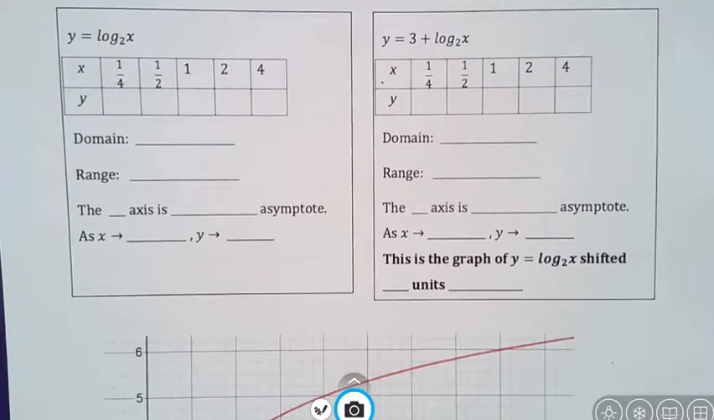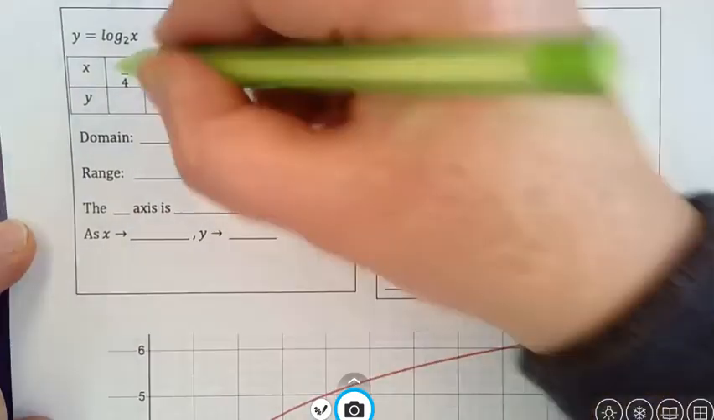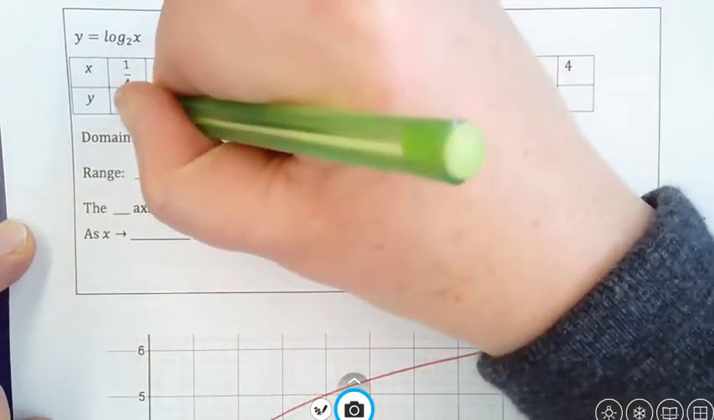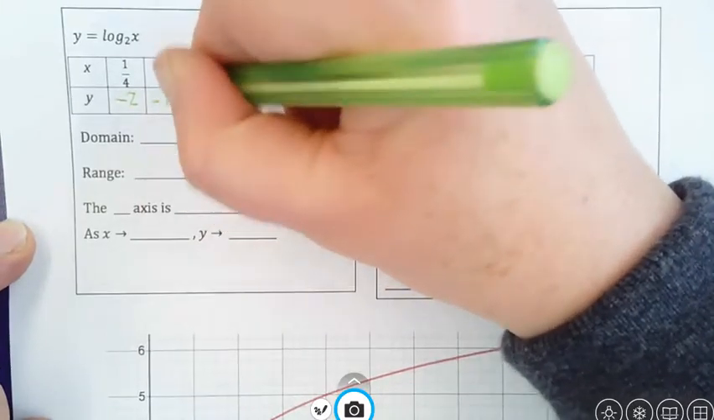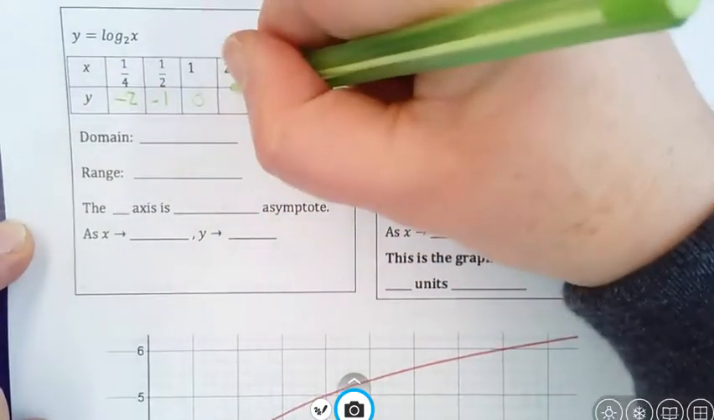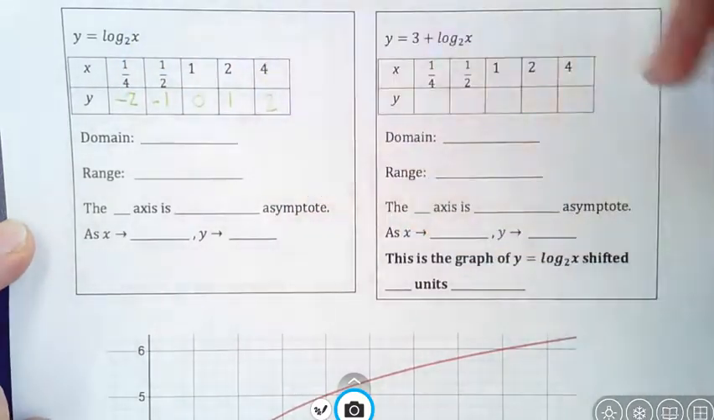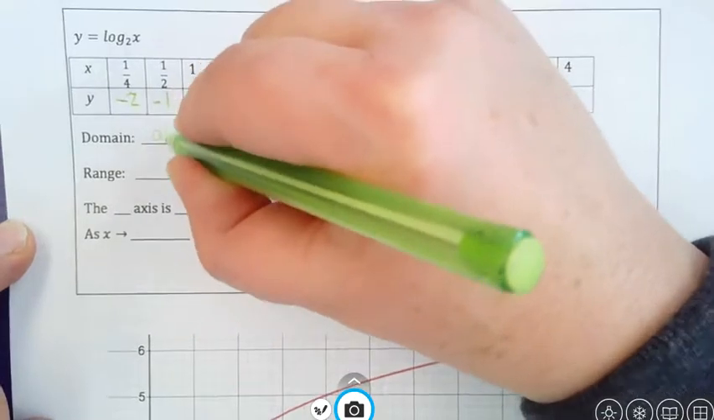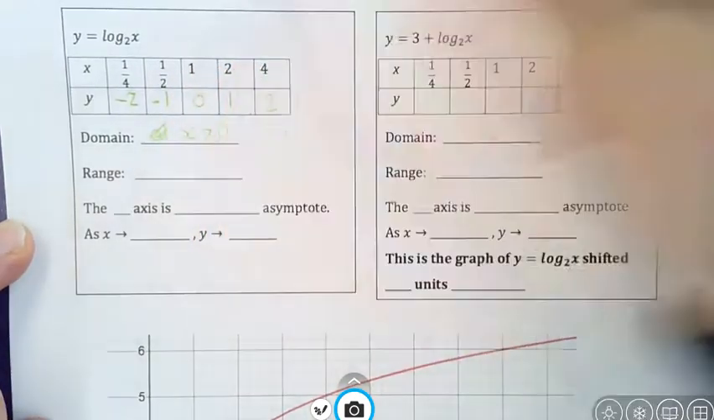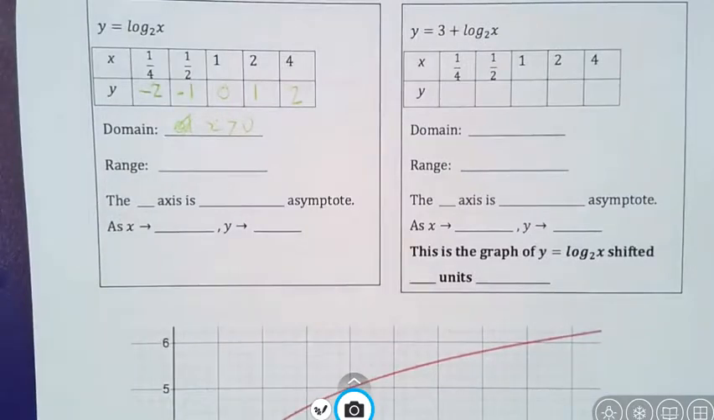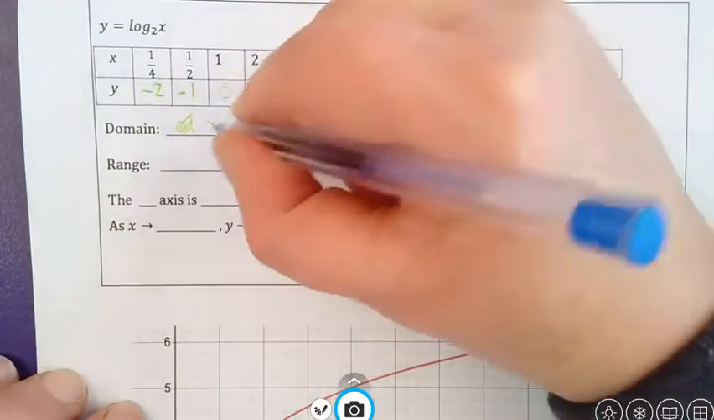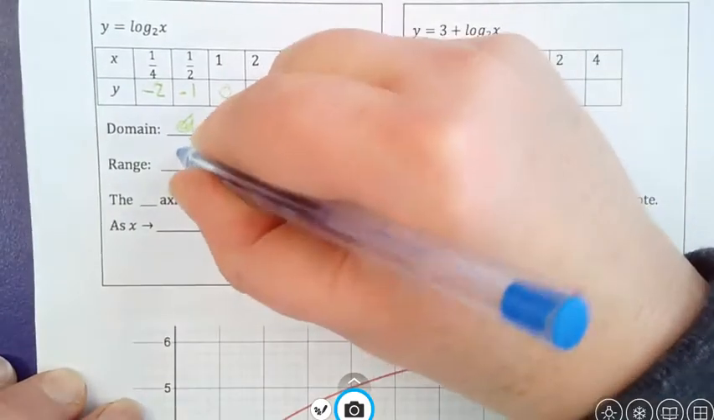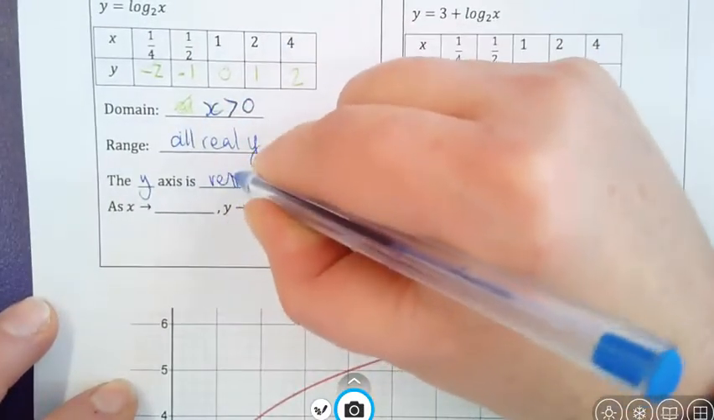So, yes, we've got the log to the base 2 of x graph there and the other one. So, log to the base 2 of x, when x is 1/4, what were our values? -2. When x is 1/2, 2 to the power of -1 is 1/2, 2 to the power of 0 is 1, 2 to the power of 1 is 2, 2 to the power of 2 is 4. We know our domain was x greater than 0, and the range is real y. And we had that the y-axis was a vertical asymptote.